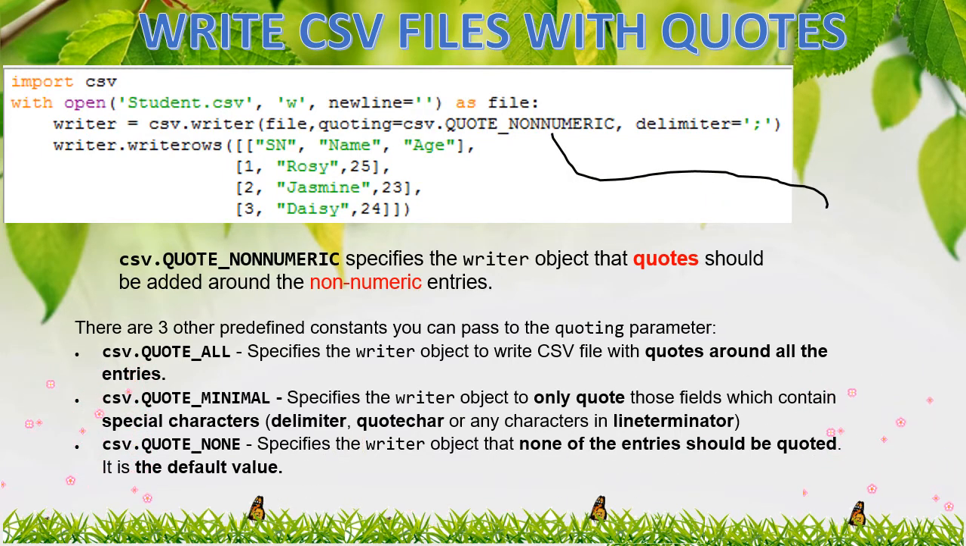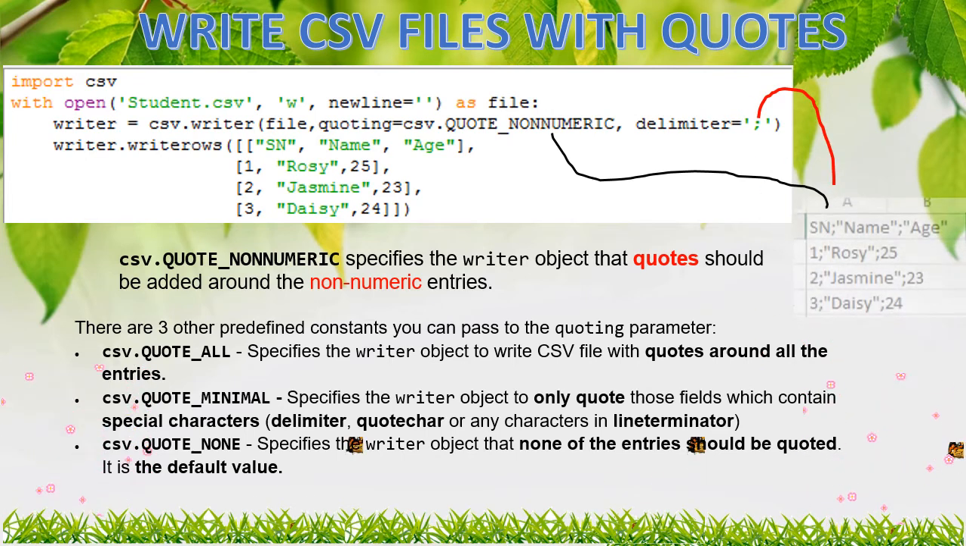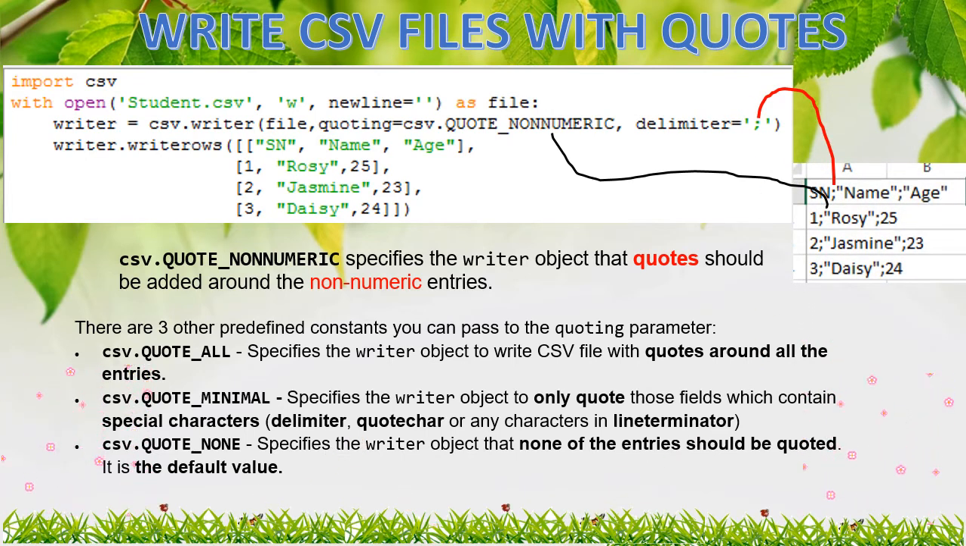So here QUOTE_NONNUMERIC and the delimiter are also given. See here, non-numeric alone will be quoted. Strings alone are quoted.